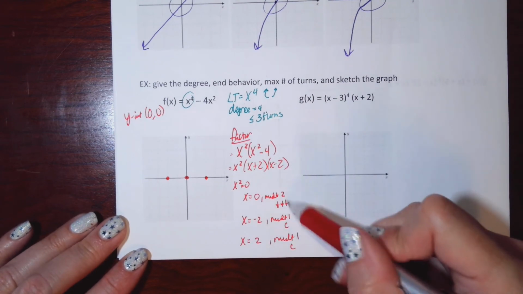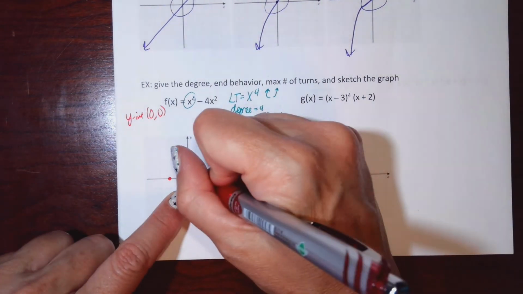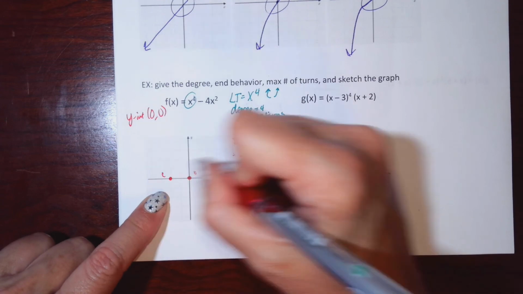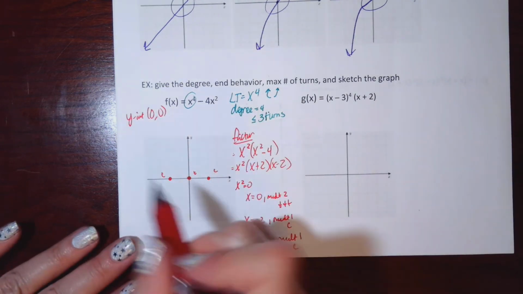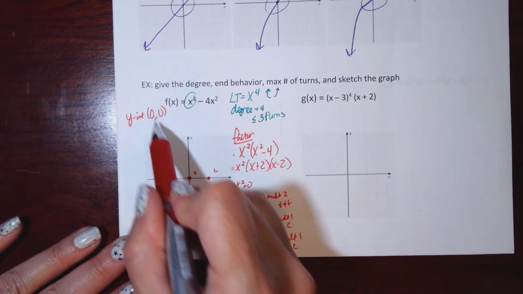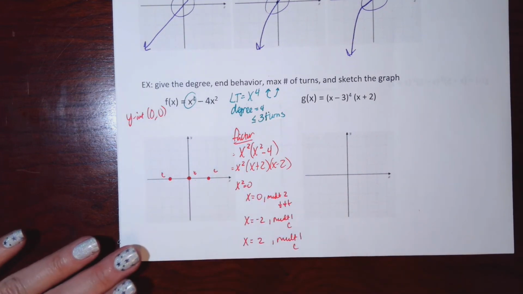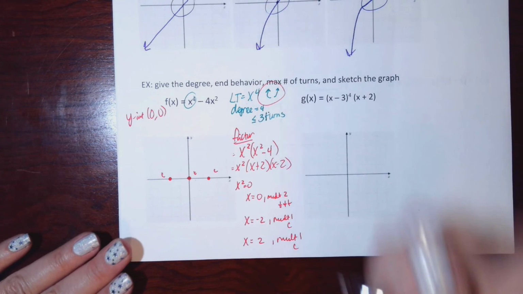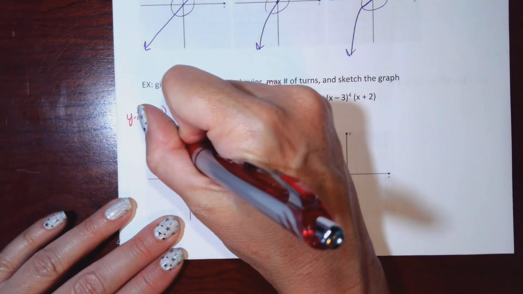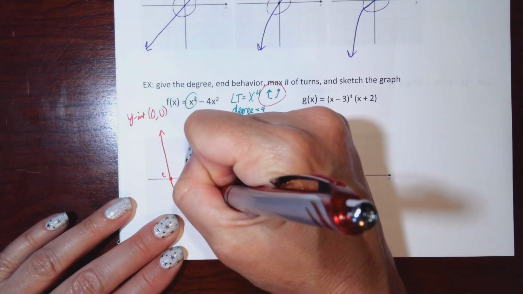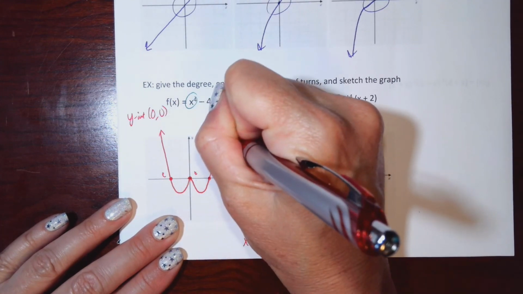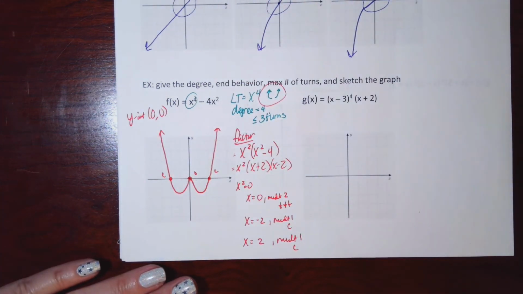Let's look at our behaviors here. At 0, I'm going to touch and turn, but at negative 2 and 2, I'm going to cross, so I make that notation so I don't forget. This 0 takes into effect our y-intercept as well. My end behavior, both ends up, so I'm going to start high, cross, come up, touch and turn, go back and come up again and cross, finish high. There's my graph.